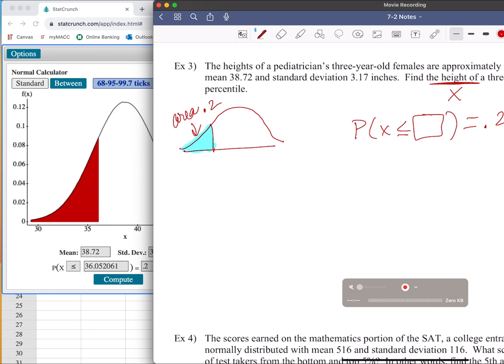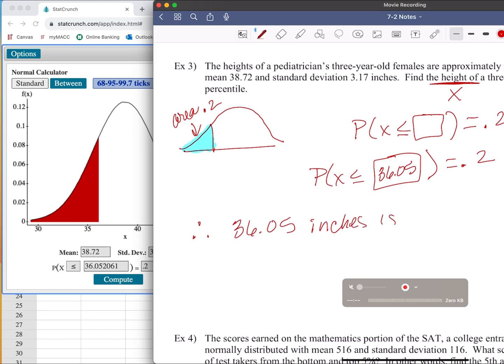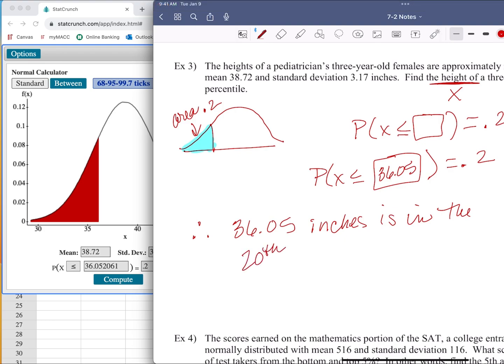So maybe I'm going to scoot this over. The probability that x is less than or equal to that value of 36.05 is equal to 0.2. So what my question is really saying is therefore 36.05 inches is in the 20th percentile.